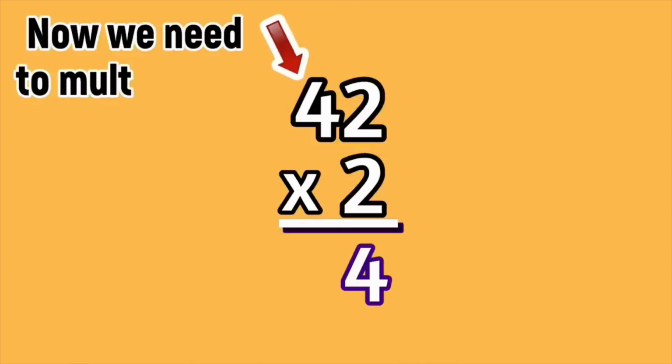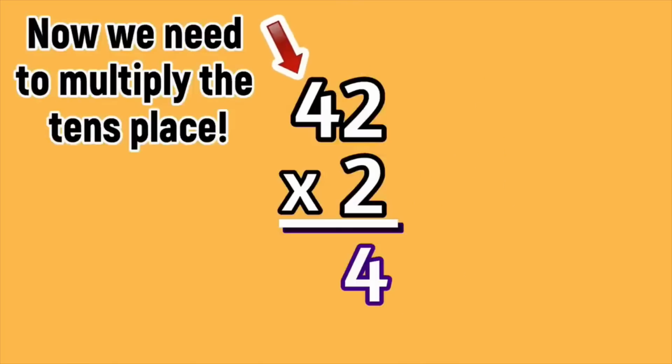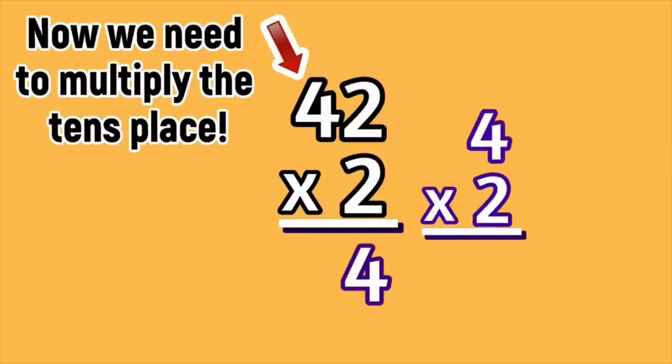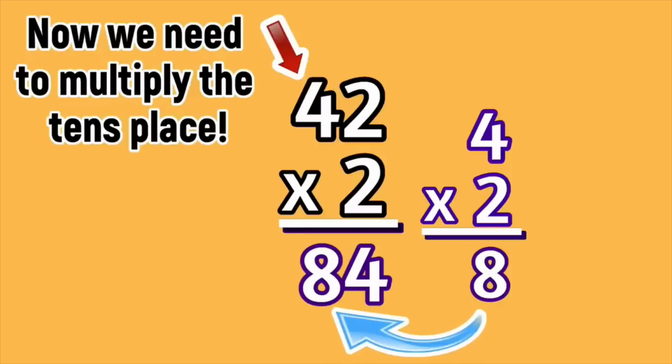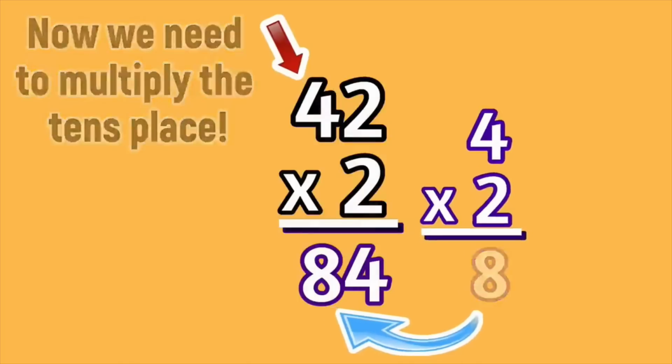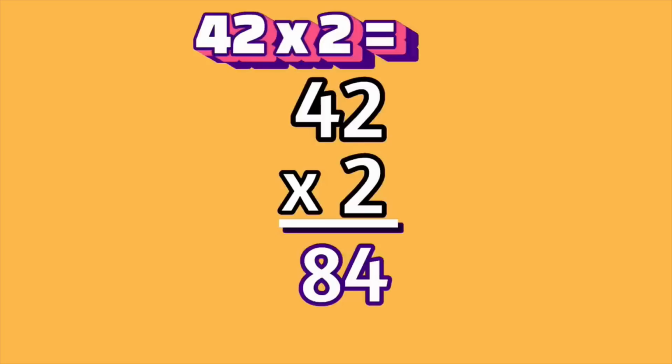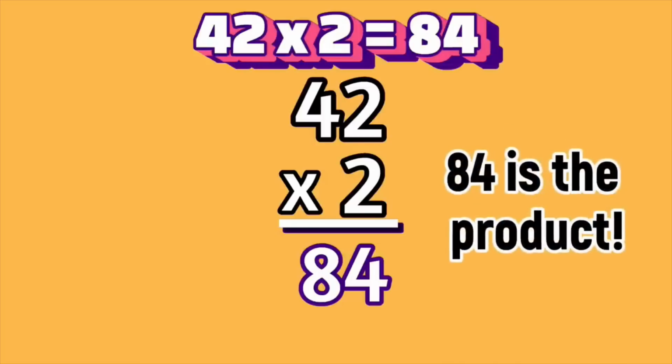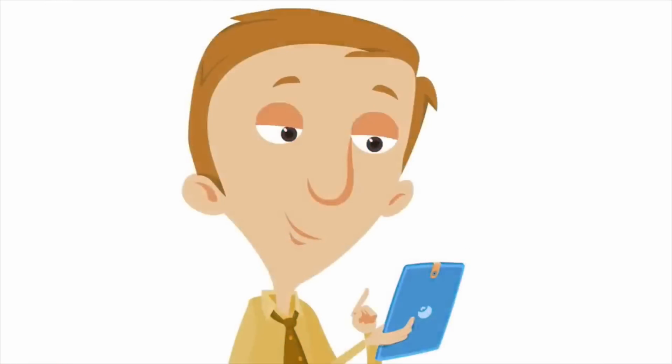And now we need to multiply the tens place. We're going to multiply across. 4 times 2. What is 4 times 2? 8. Tremendous job! So we'll write the number 8 here in the tens place because we were multiplying the tens. And that's it. 42 times 2 equals 84. 84 is the product. Let's do another one, but with a special twist.